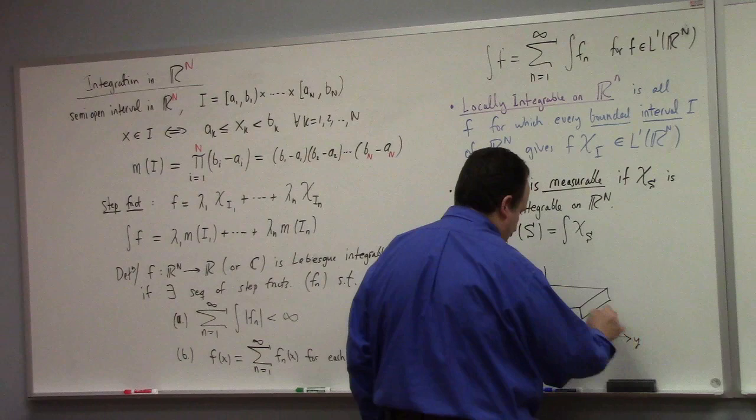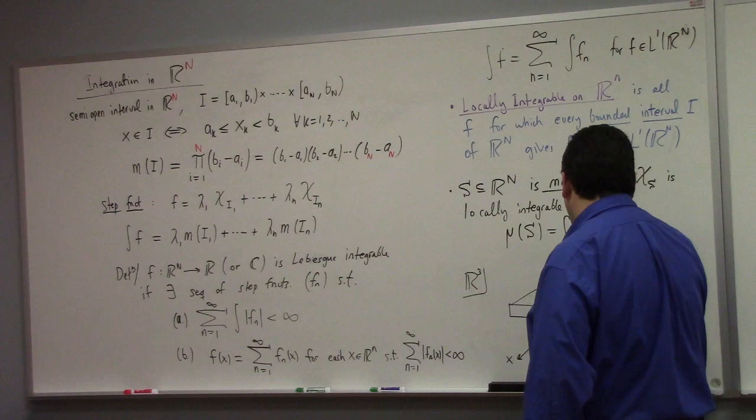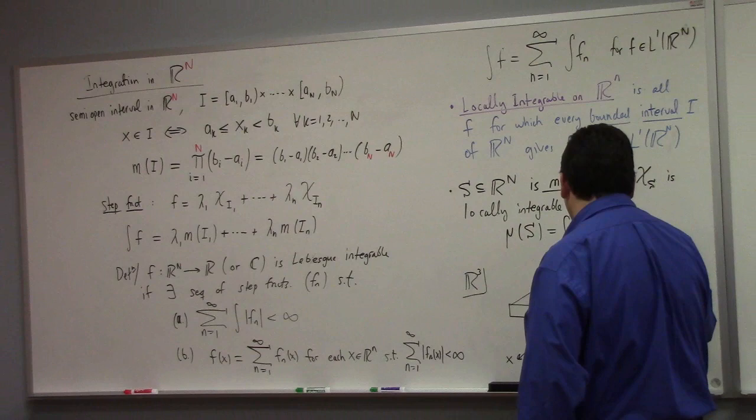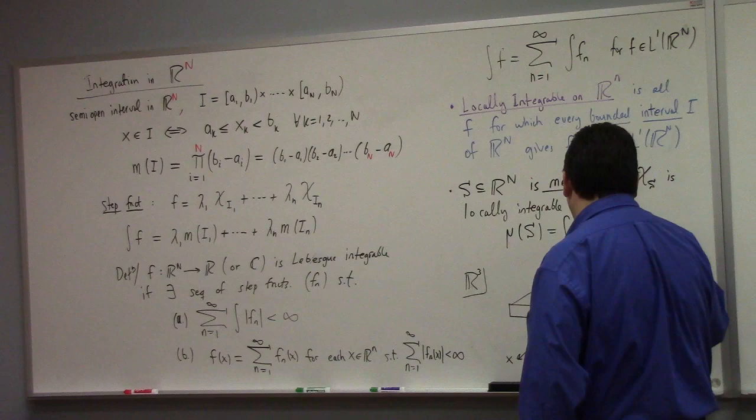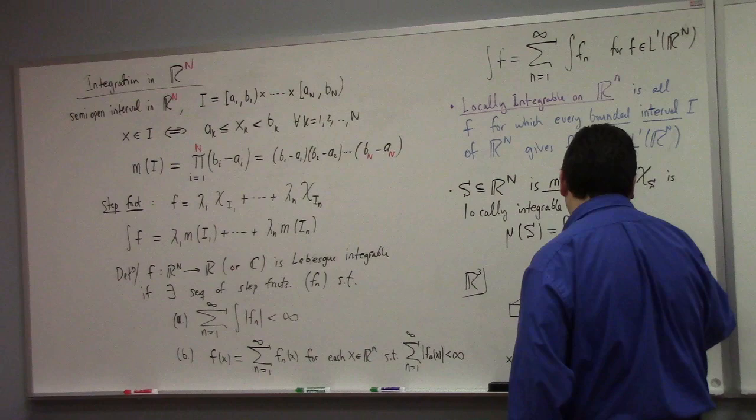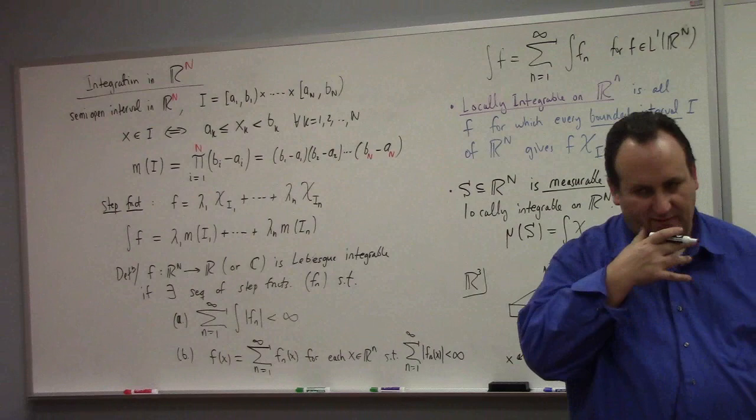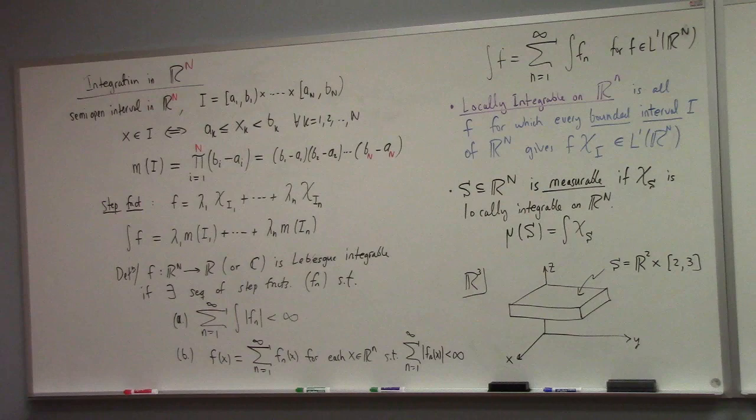So here my S, I could write as basically R2 a Cartesian product with, I don't know, maybe that's going from 2 to 3 or something, right? So that's a subset of R3. I believe it's measurable because its characteristic function, I'm pretty sure it's locally integrable on R3. And on the other hand, I think the measure of this would be infinity.